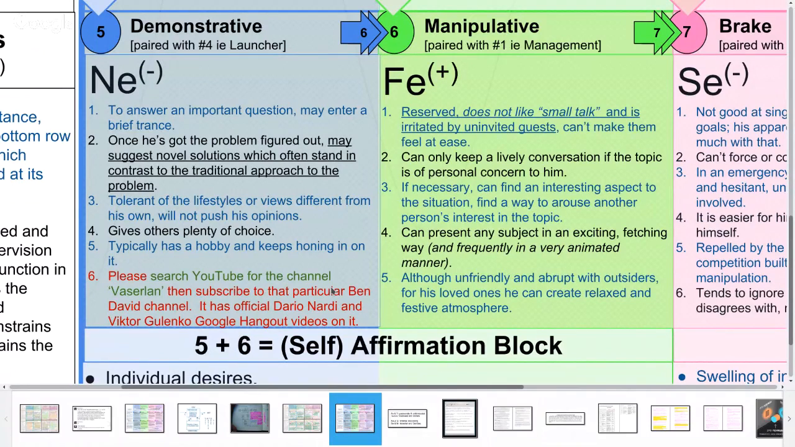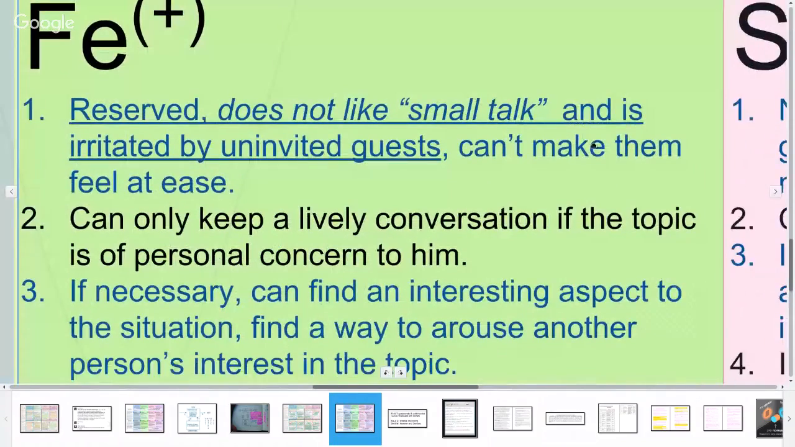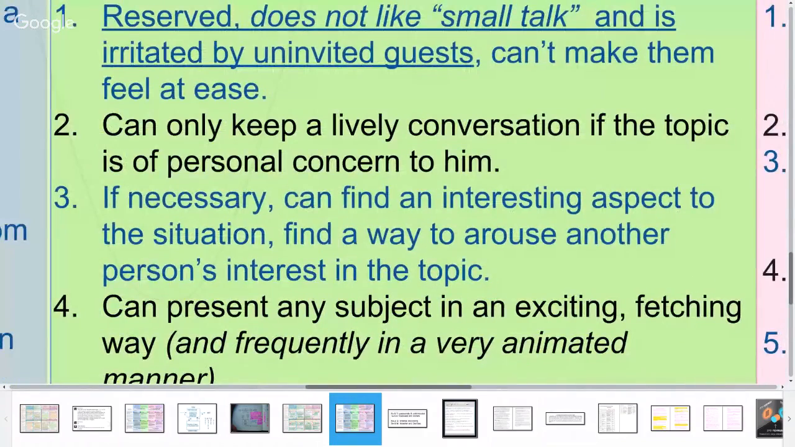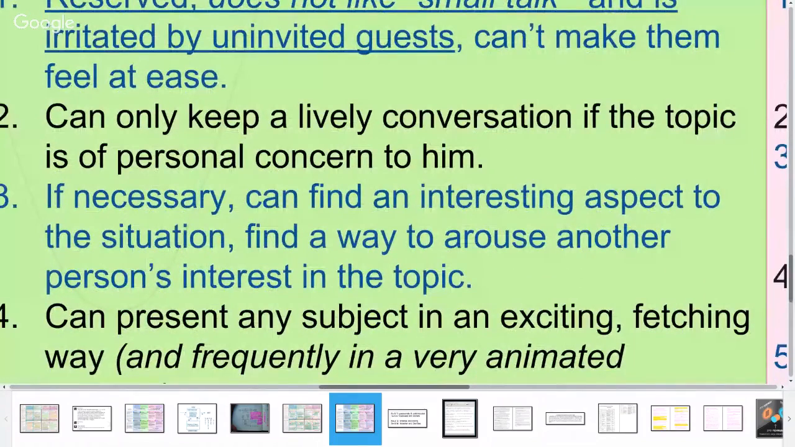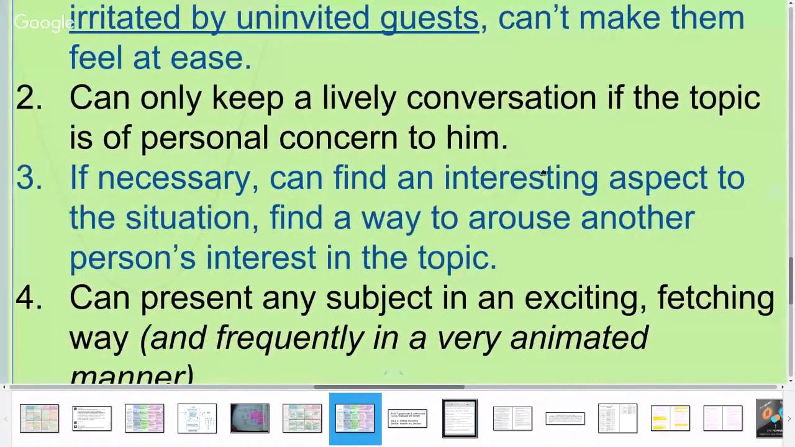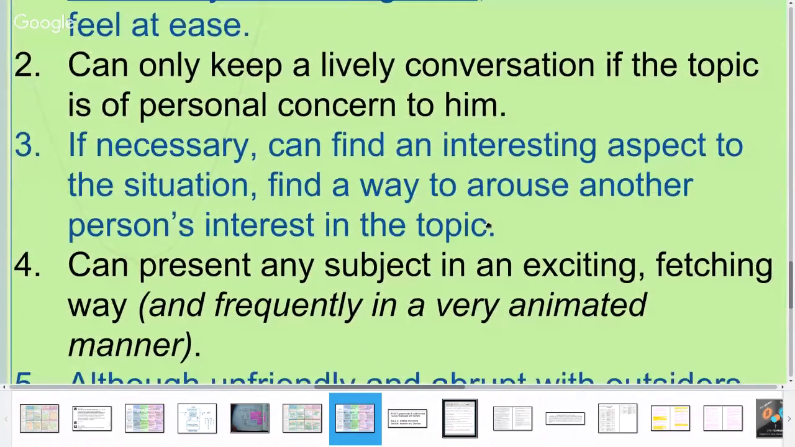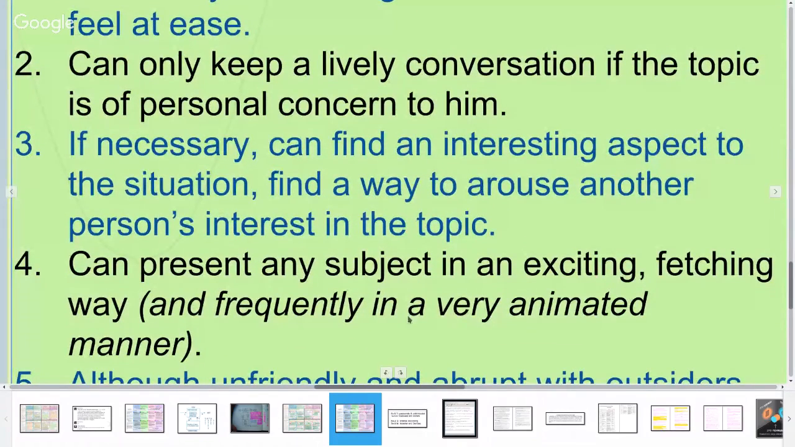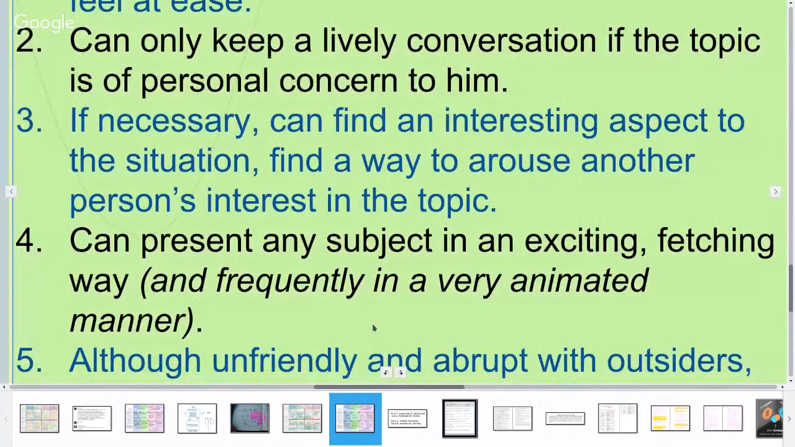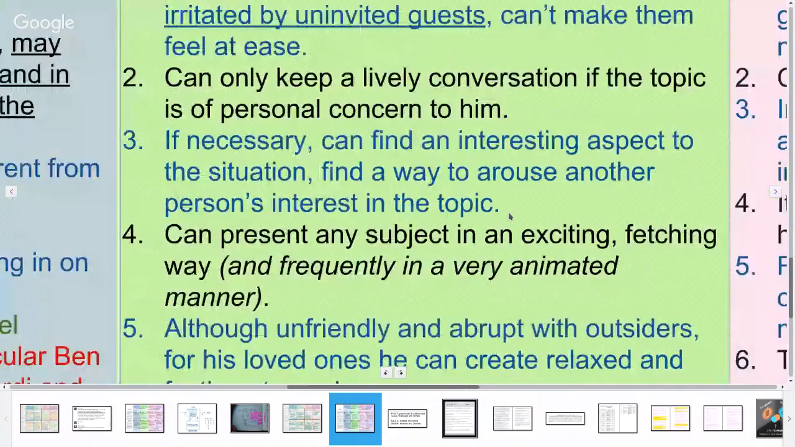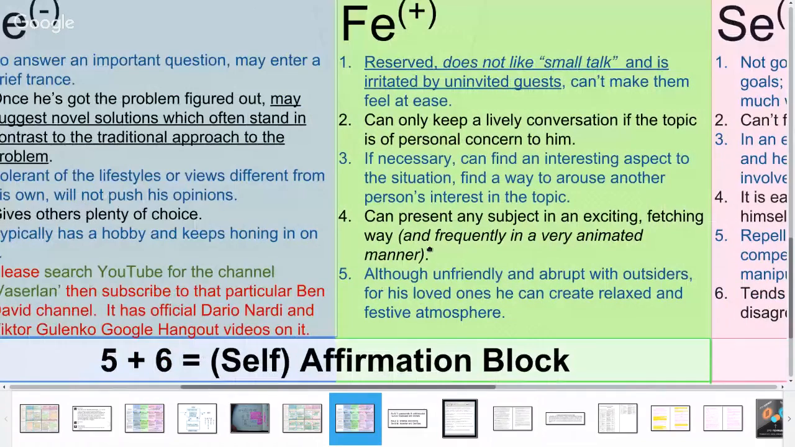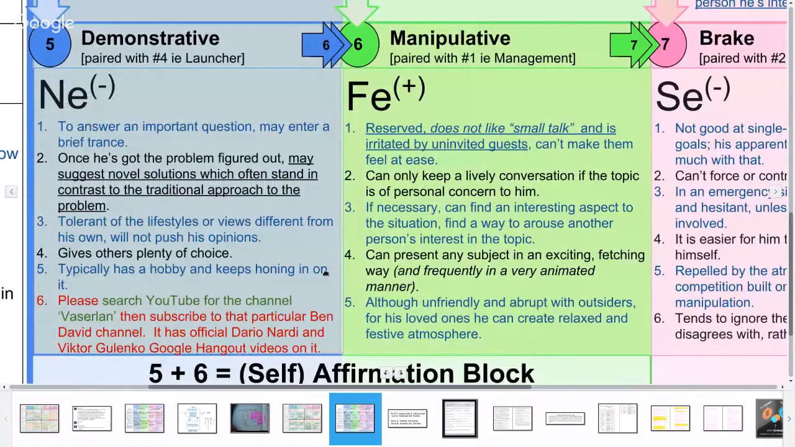can't make them feel at ease. Can only keep a lively discussion if the topic is of personal concern to him. Let's put that in massive, massive scalable vector graphics. There we go. Can only keep a lively conversation if the topic is of personal concern to him. Right, or if he's read books on how to fake it. If necessary, can find an interesting aspect to the situation, find a way to arouse another person's interest in the topic. Right. That is FE working with NE.